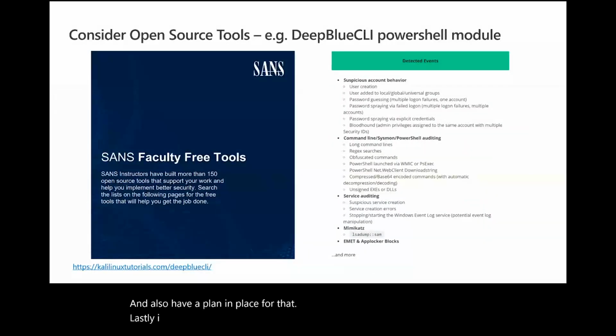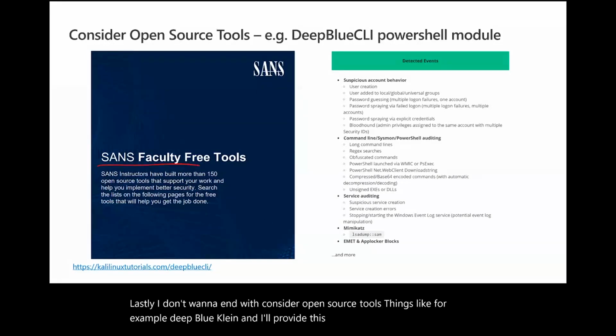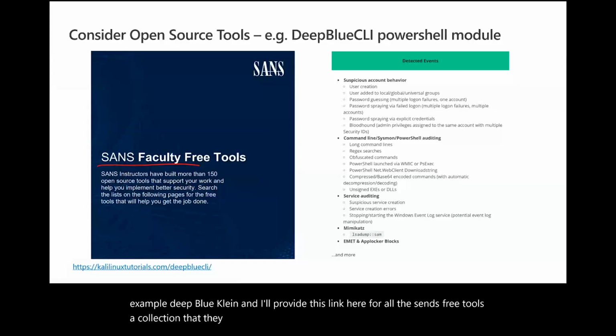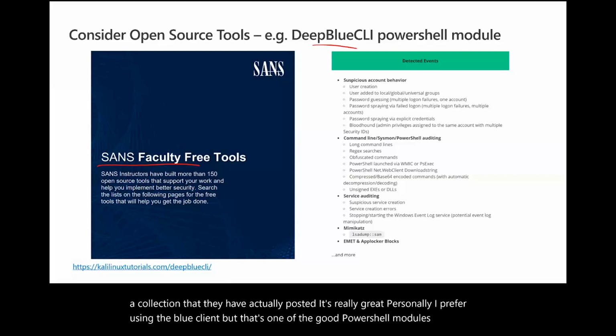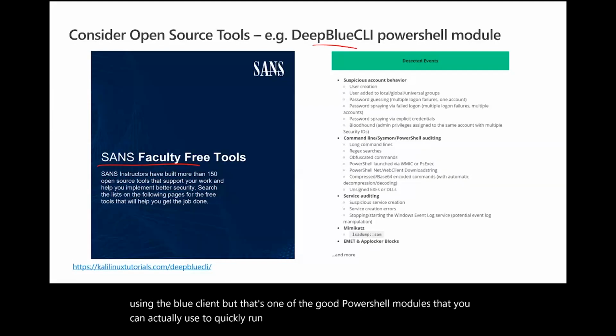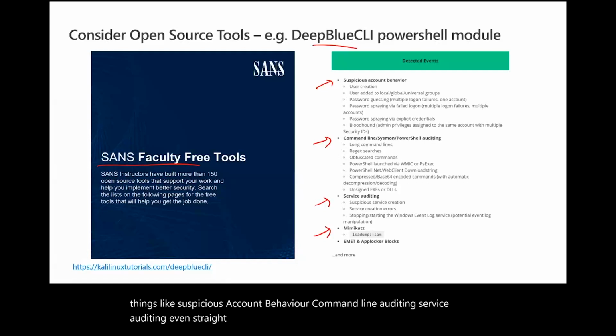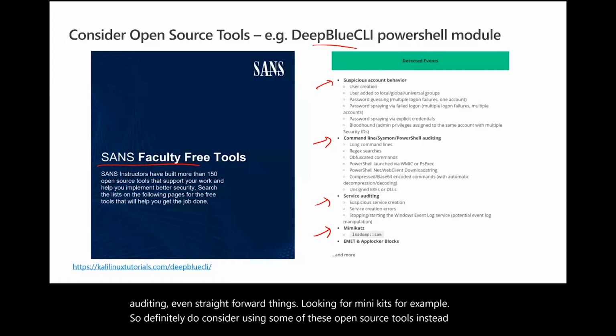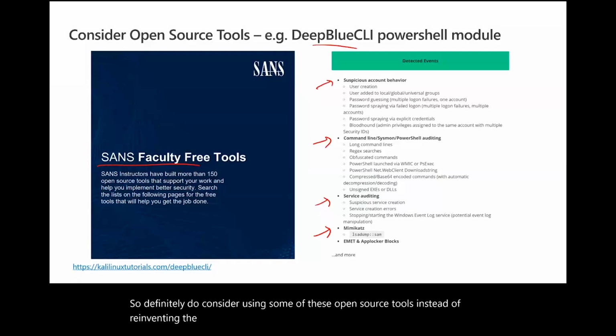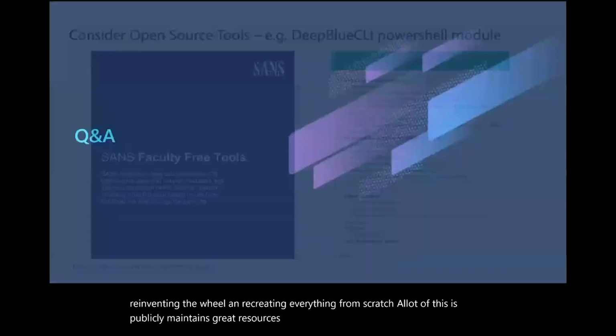Lastly, I do want to end with consider open source tools. Things like, for example, DeepBlueCLI, and I'll provide this link here for all the SANS free tools, a collection that they have actually posted. It's really great. Personally, I prefer using DeepBlueCLI, but it's one of the good PowerShell modules that you can actually use to quickly run against your Windows events to have a look at things like suspicious account behavior, command line auditing, service auditing, even straightforward things like looking for Mimikatz, for example. So definitely do consider using some of these open source tools instead of reinventing the wheel and recreating everything from scratch. A lot of this is publicly maintained, great resources that you can leverage as well.